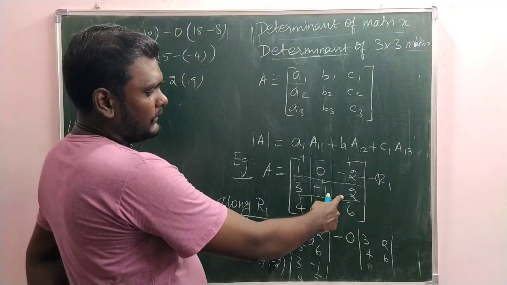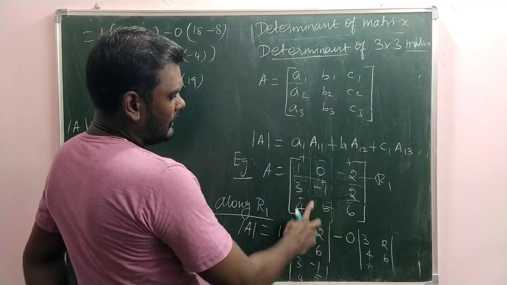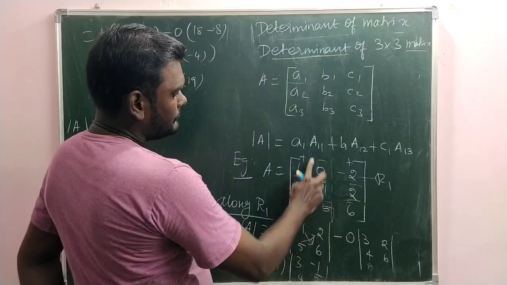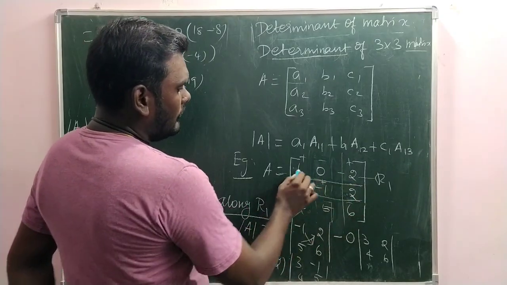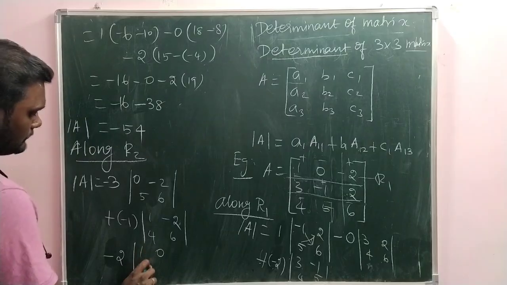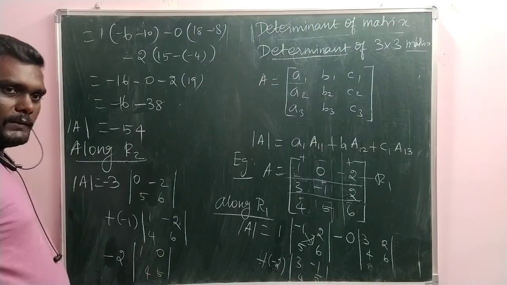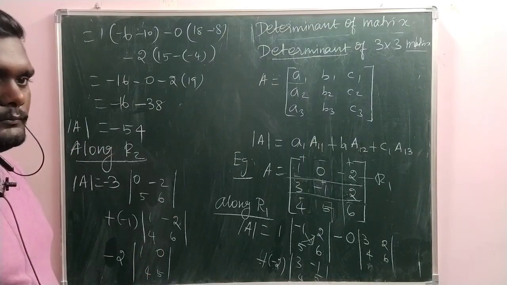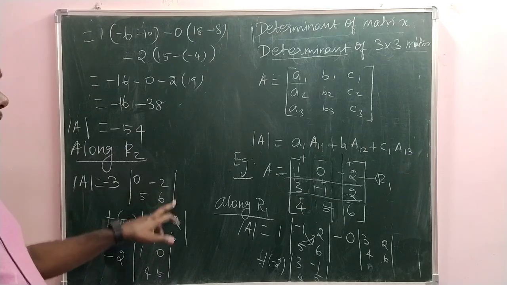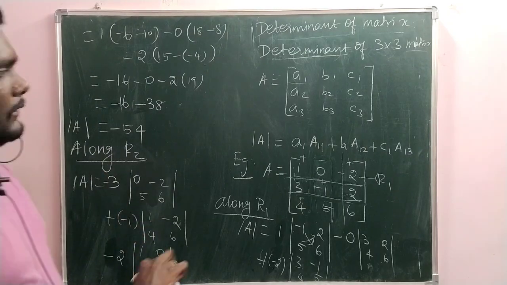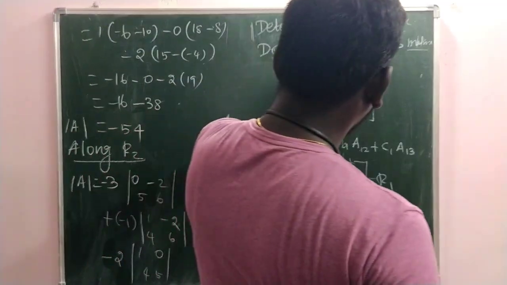Minor of this 2 is what? Leaving the row and the column where this 2 belongs, leaving this row and this column, 1 0 4 5. Any doubts on this? See, simply I have written an element multiplied with its cofactor. That's all. Okay, now let me erase it here.